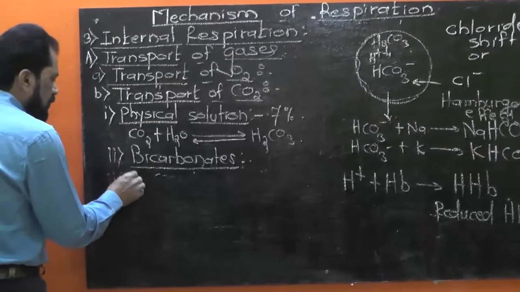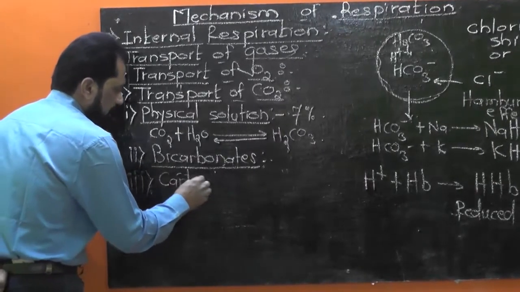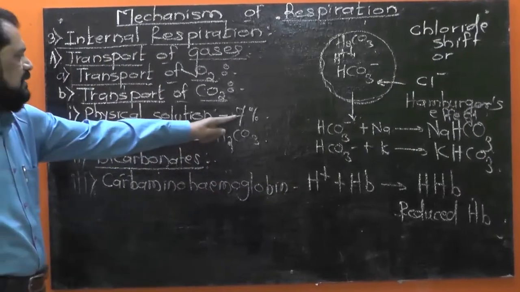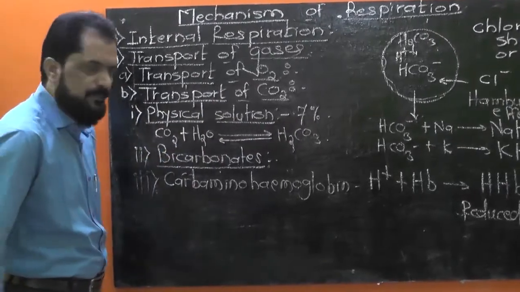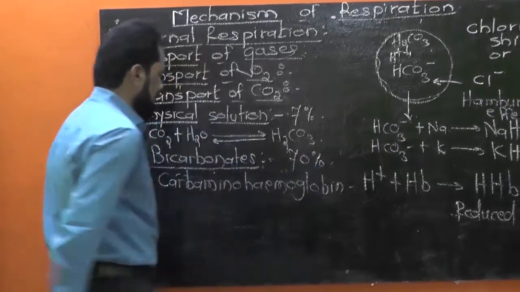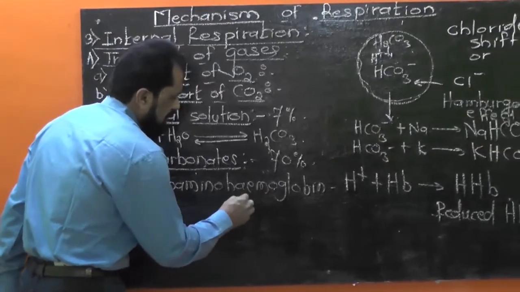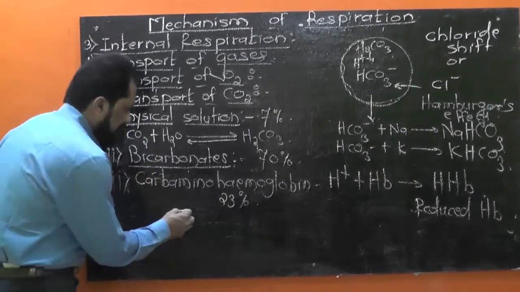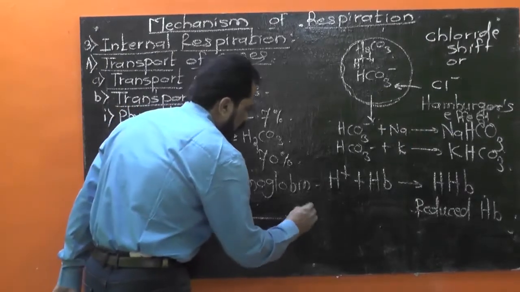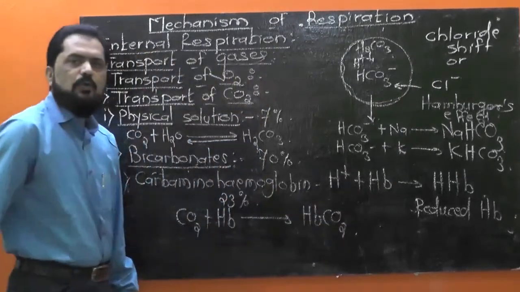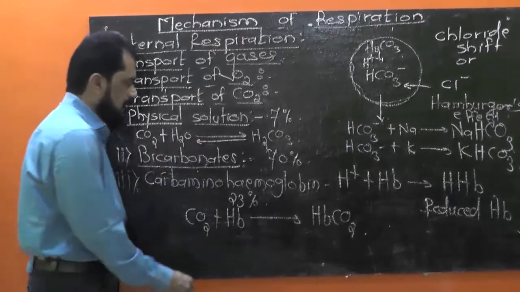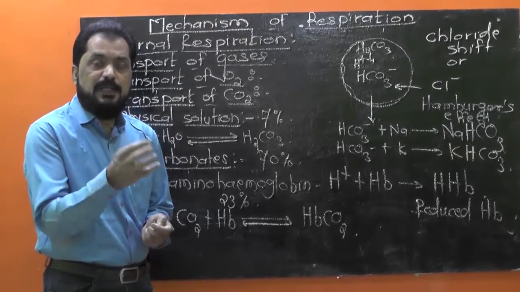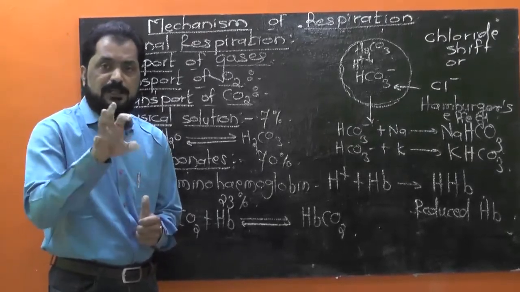Anyway, the third way of transportation is carbaminohemoglobin. I told you that about 7% of the carbon dioxide is transported as its physical solution. 70% of carbon dioxide is transported in the form of bicarbonates, and just 23% is transported in the form of carbaminohemoglobin. It means the carbon dioxide binds with the hemoglobin to form HbCO2, that is carbaminohemoglobin, and this carbaminohemoglobin again undergoes dissociation at the level of alveoli near the lungs, where the carbon dioxide tension is less, where the partial pressure of carbon dioxide is less.